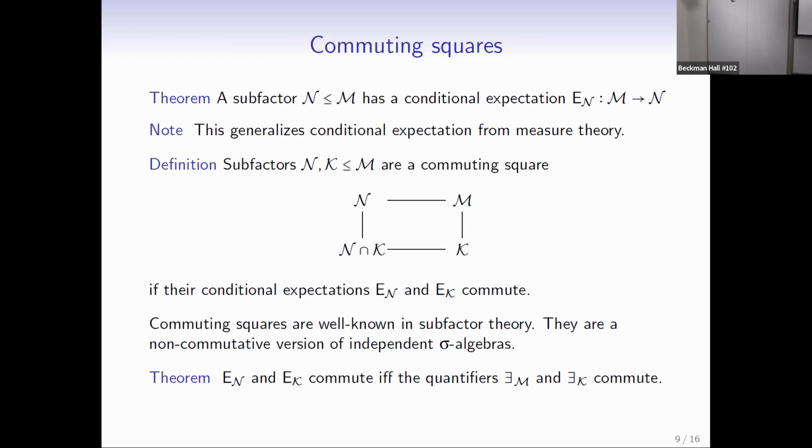A subfactor has a conditional expectation, at least often it does, associated with it. And this generalizes conditional expectation from measure theory. I'm not going to go off track to give you the details of what it is, but let me just give you the shape of what's going on. A prominent definition in subfactor theory is that if you have two subfactors of the same von Neumann algebra, they form a commuting square if the conditional expectation of this one and this one commute. They both map into M, so it makes sense to talk about them commuting. This is called a commuting square of subfactors, and they play an important role.